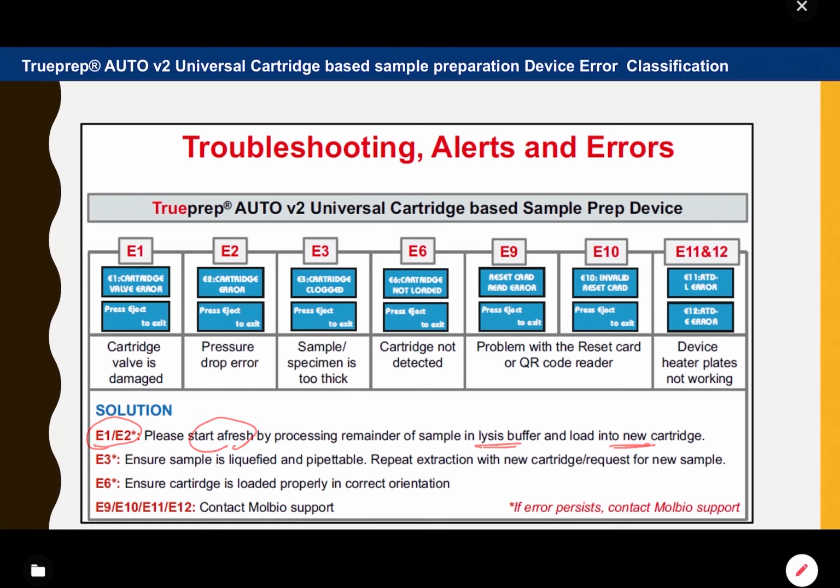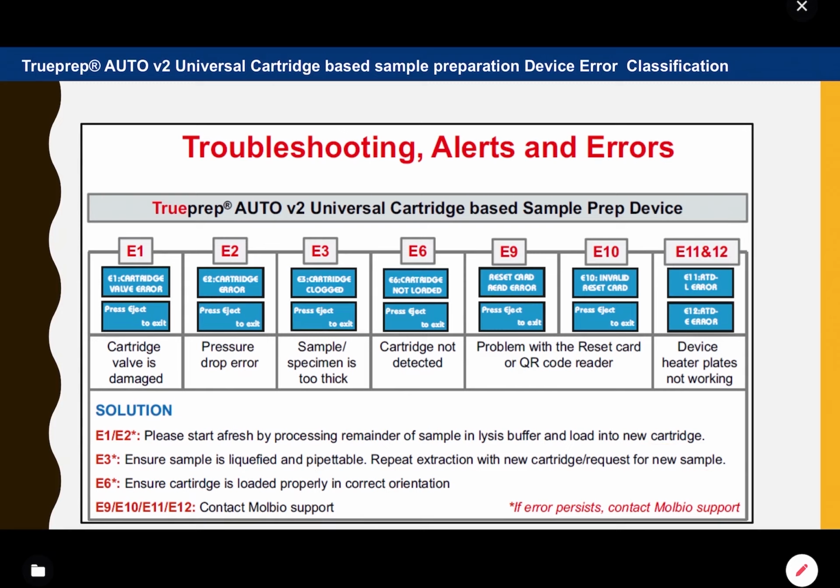Now coming to error 3. Error 3, the problem is with the sample. Okay, the sample is too thick. Okay, liquefaction did not occur properly. The sample is too thick. Then what happens? You will get this error 3 where the cartridge is clogged. As you see, has so many tubes. If it is too thick, it will go and block these tubes. So you have to always ensure the sample is fully liquefied and pipetable when you do the test. If the sample is very thick and you cannot do the test, you can always request for a new sample.